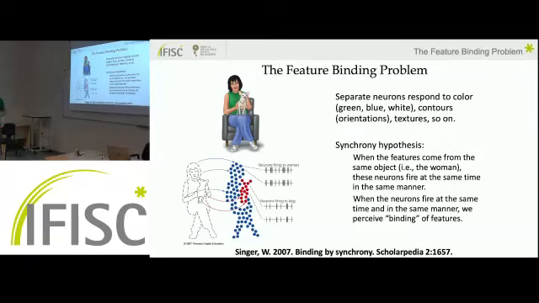This means I have to have a synchronization between areas that are far apart in space, but they have to exchange information because they have to synchronize. When the neurons fire at the same time and in the same manner, we perceive binding of the features that I'm observing. This was the problem.